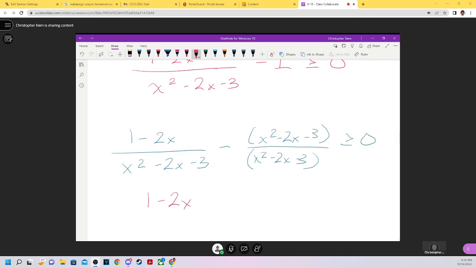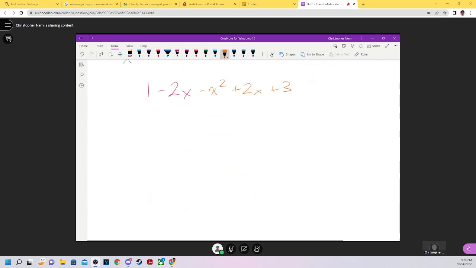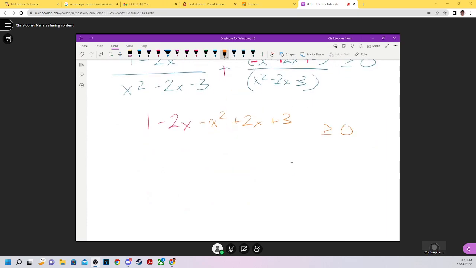Now, I'm actually going to change subtraction. I don't like subtraction, so I turn it to addition. But in doing so, I have to change the sign of all of my numerator. So this first term becomes negative, the second term becomes positive, and the third term becomes positive. If I do that, I have exactly minus x squared plus 2x plus 3 all over, greater than or equal to 0.